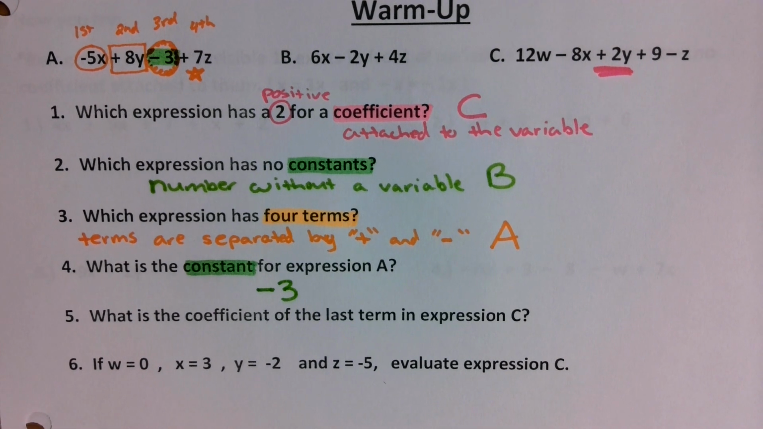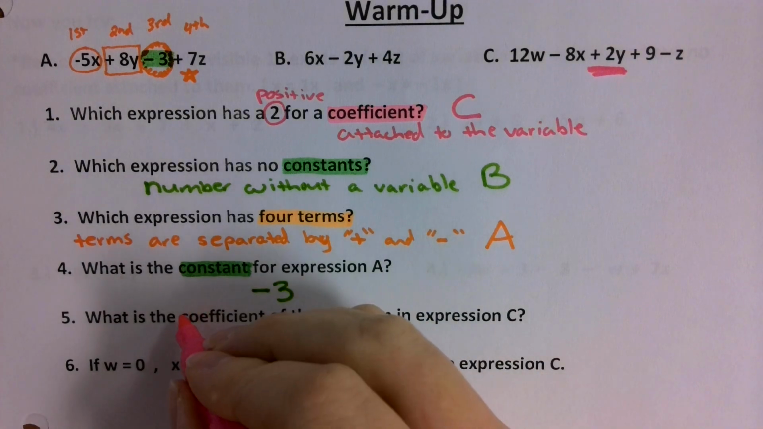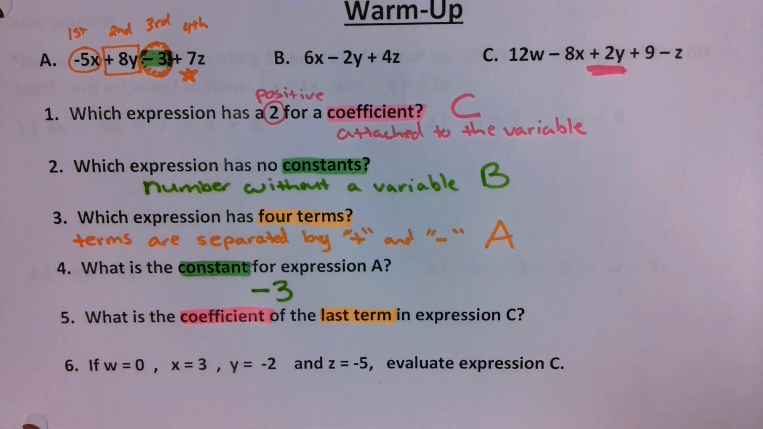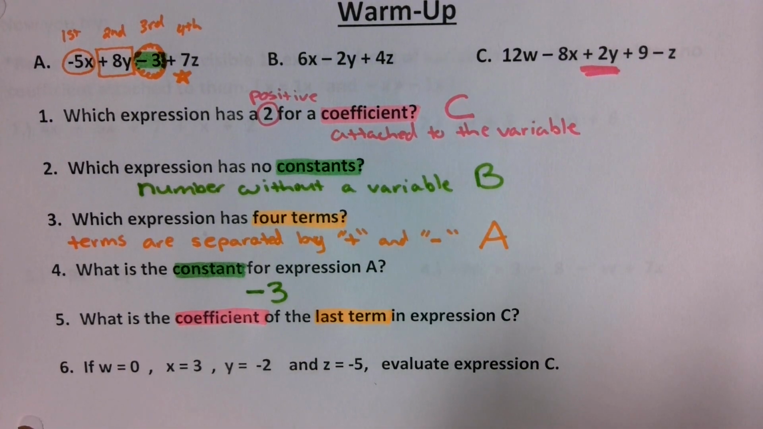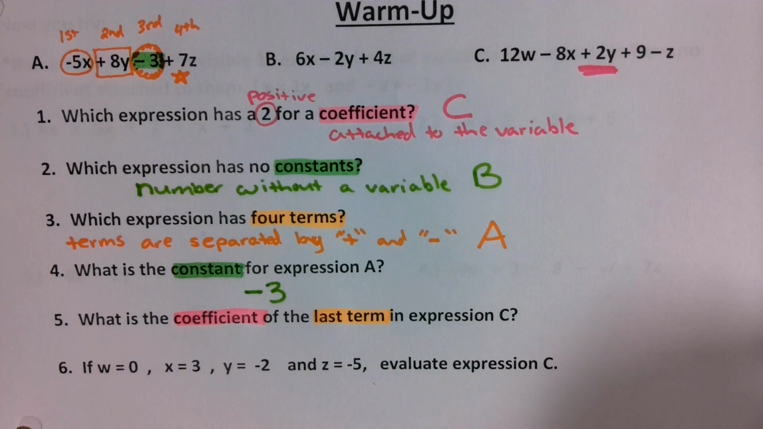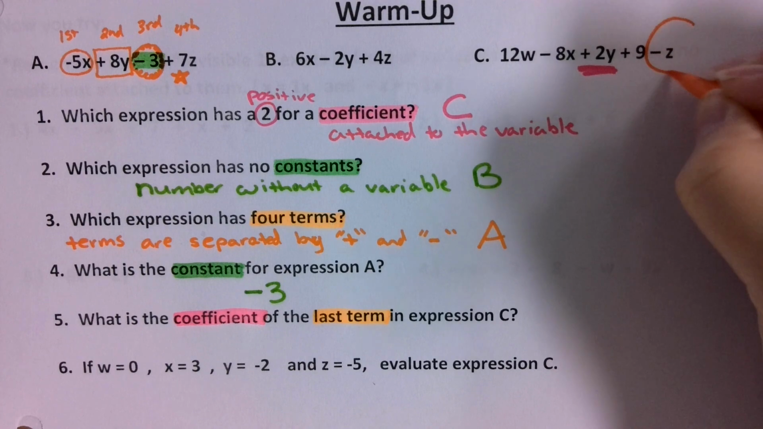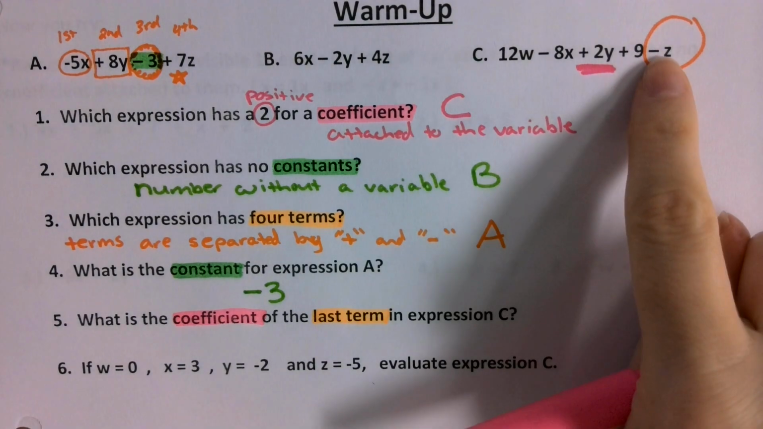Okay, let's go to expression C. What is the coefficient of the last term? So I want to focus on the very last term. What's my last term? The Z, right? This is my last term here. What's the coefficient of it? Not 9, the coefficient. What number is attached to it? Anasia?